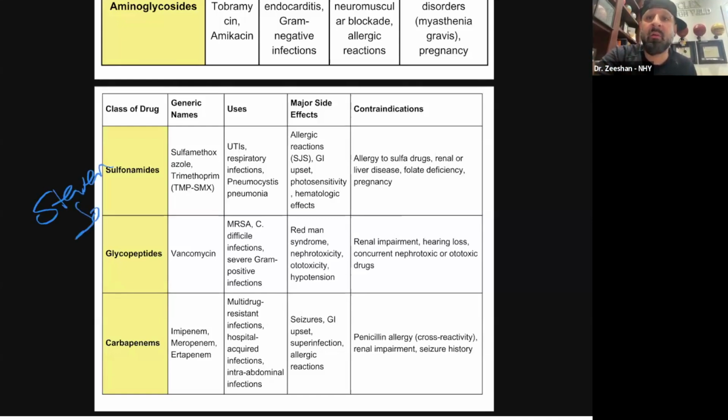Stevens-Johnson syndrome. All sulfa drugs can cause Stevens-Johnson's. What is Stevens-Johnson's and why is it so dangerous? Why are we so concerned about it? Like your body is going through a fire.